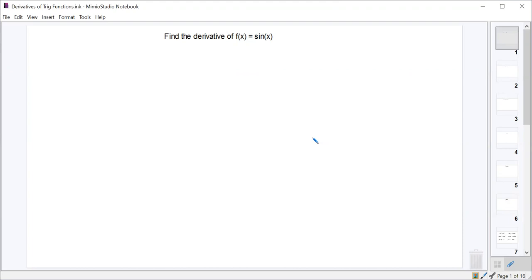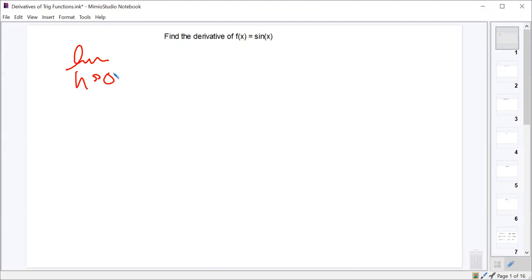Any thoughts on how to find the derivative of sine x? Look at its graph and approximate. There's one idea. We could look at its graph and approximate, but that's not going to give us an exact value. We want an exact value. Well, if we don't know what the derivative is or how to find the derivative, what do we usually do? Do the limits thing.